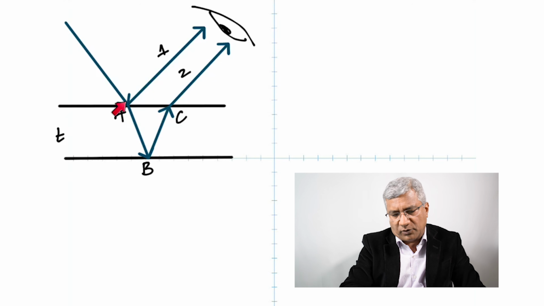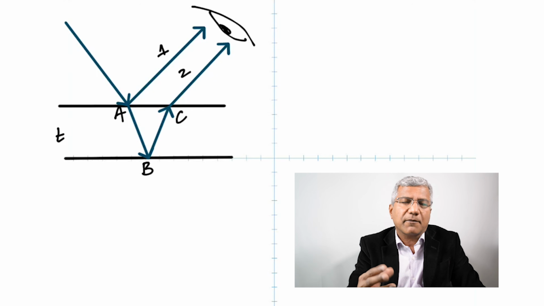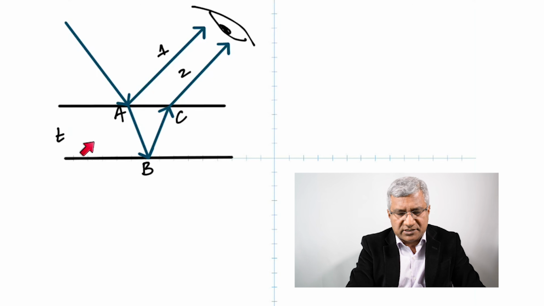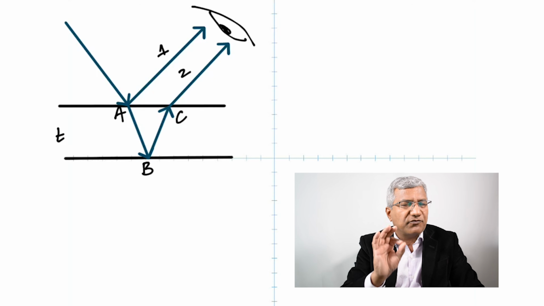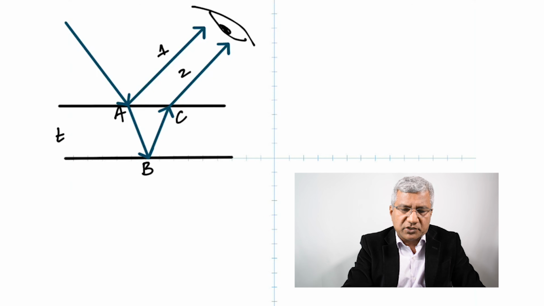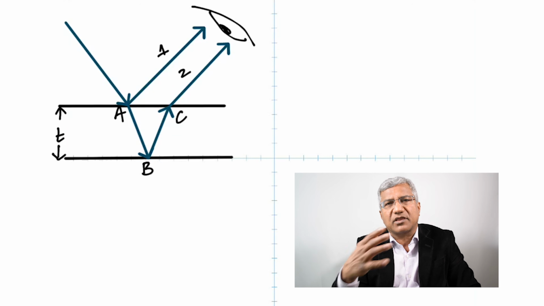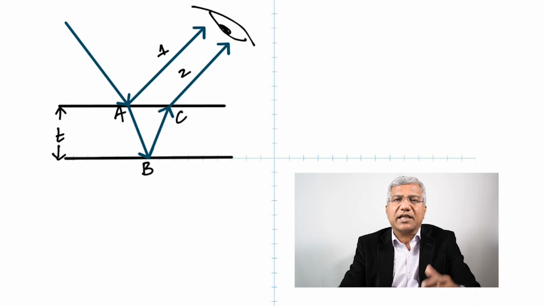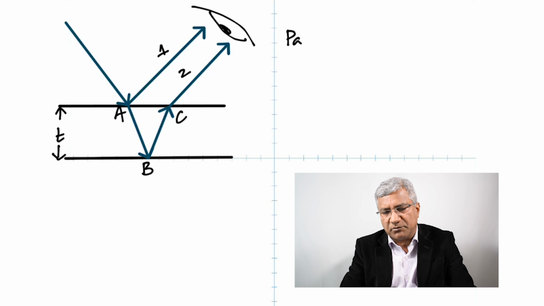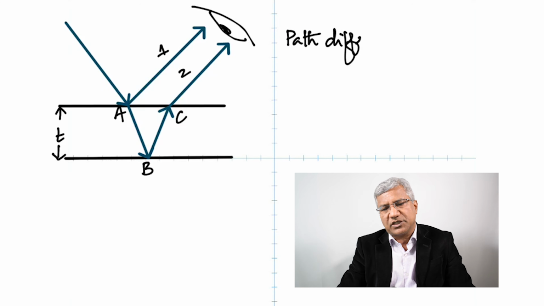Ray 1 went straight to the eye, but ray 2 had to go down through the oil, back up, and then to the eye. So what's the path difference? It's approximately twice the thickness of the oil film. That's very approximate, and that's all you need, because it's going down by t meters, coming up by t meters. So the approximate path difference is 2 times the thickness of the oil film. And from there, we can get the conditions for maximum and minimum. Okay, so the path difference is 2t.